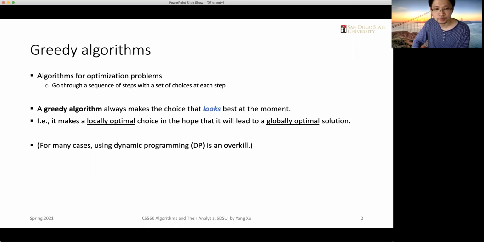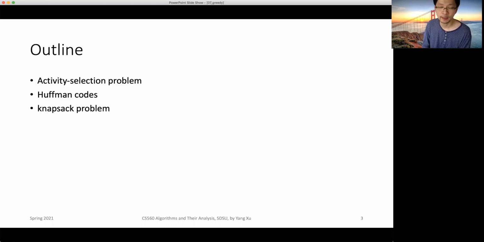And in those cases where greedy algorithms work, usually speaking, the same problem can also be solved by dynamic programming. But in those cases, dynamic programming is just overkill. We don't necessarily need to fully explore the subproblem space.